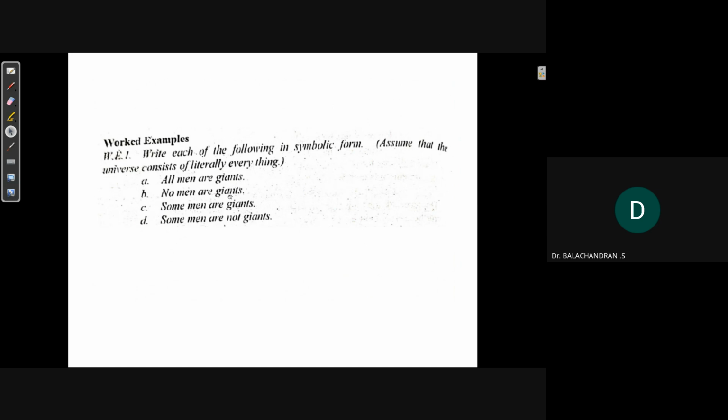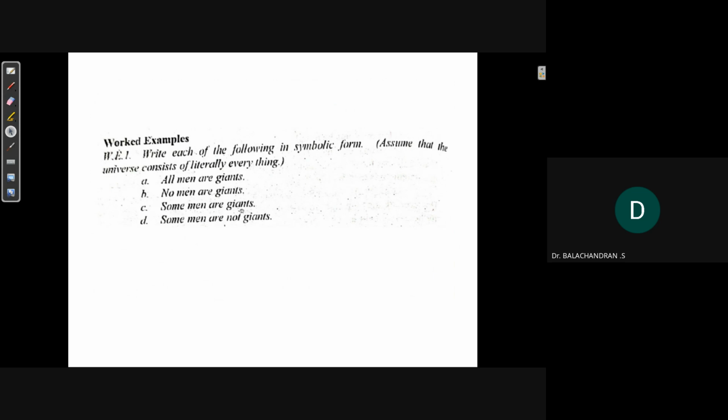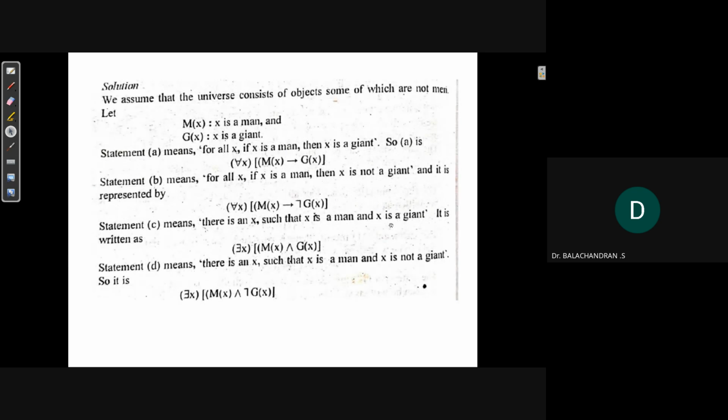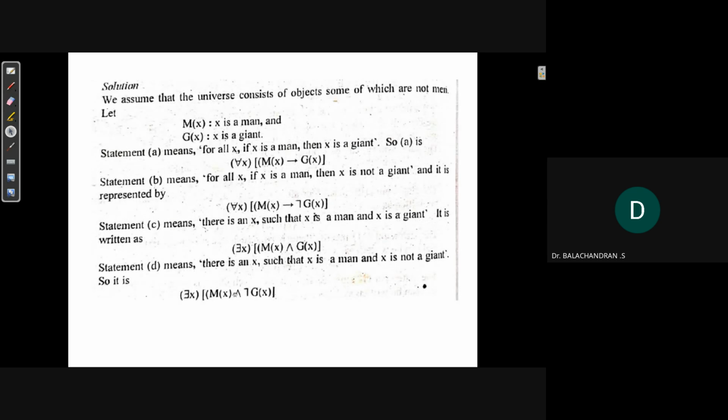Statement B. No men are giants. So for all x, x is a man, but he is not a giant. It can be written as for every x, M of x implies negation of G of x, so not a giant. Now the next statement C. Some men are giants. So there exists x, M of x, and G of x. There is an x such that x is a man and x is a giant. The last one, some men are not giants. So there exists an x, M of x, and x is not a giant, so negation of G of x.